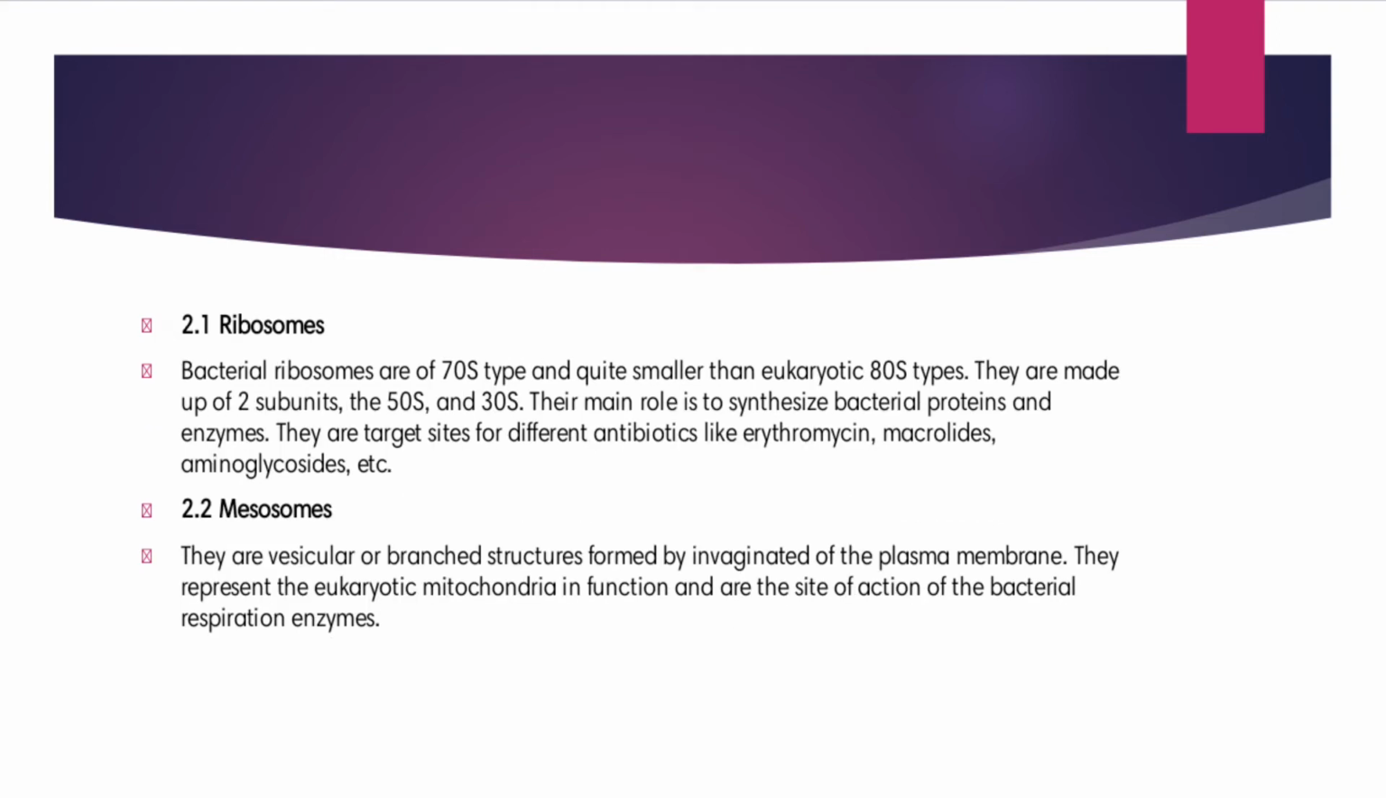Ribosomes. The bacterial ribosomes are of the 70S type and quite smaller than the eukaryotic 80S type. They are made up of two subunits, the 50S and 30S. The main role is to synthesize the bacterial proteins and enzymes. They are the target sites for different antibiotics like erythromycin, macrolides, aminoglycosides, etc.